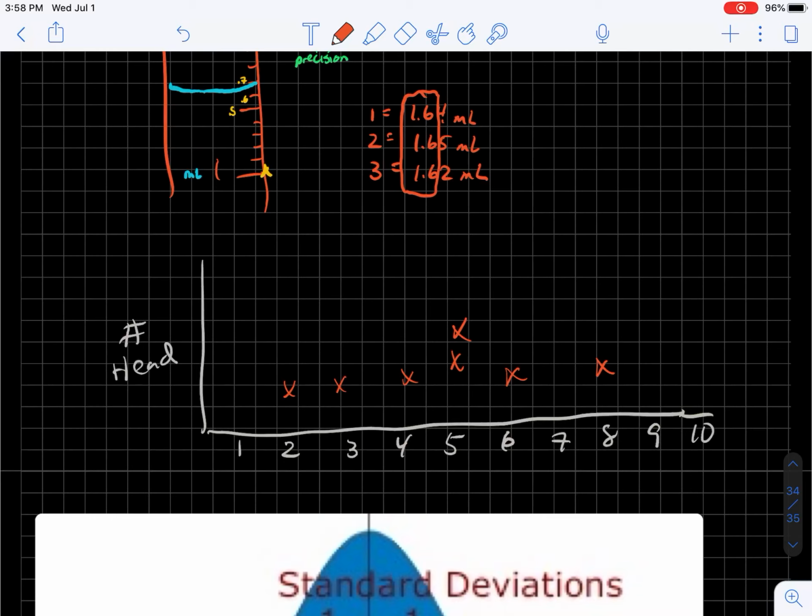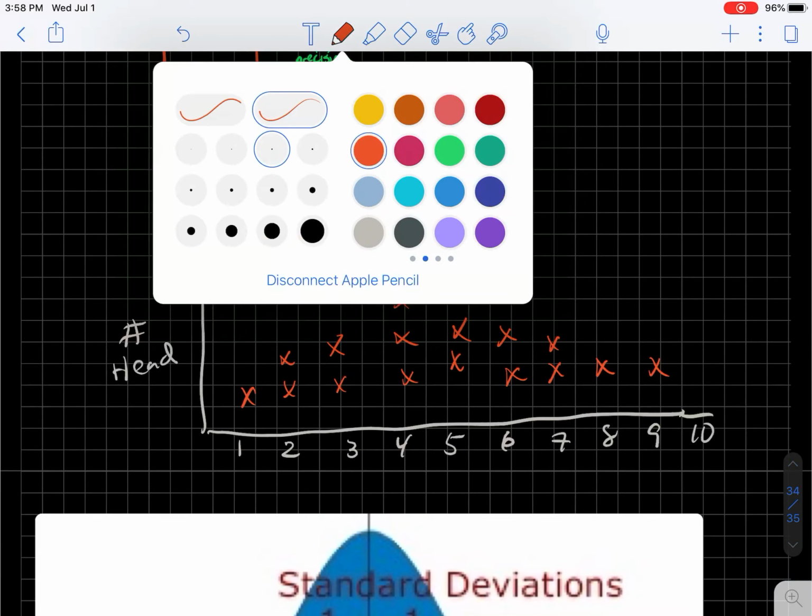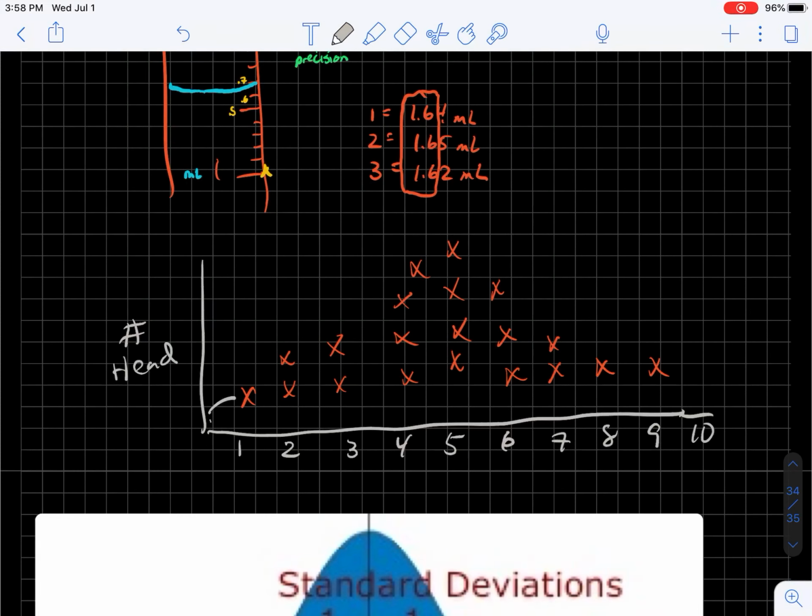And then 4 and 6, 6 and 4, 4 and 6, 7 and 3, 6 and 4, 4 and 6, 5 and 5, 5 and 5, 1 and 10, 9 and 1. And all of a sudden, our data starts to look like this, where we get a lot of times very close to 5 out of 10 being heads. If we were to graph this, the shape of our curve looks like that.